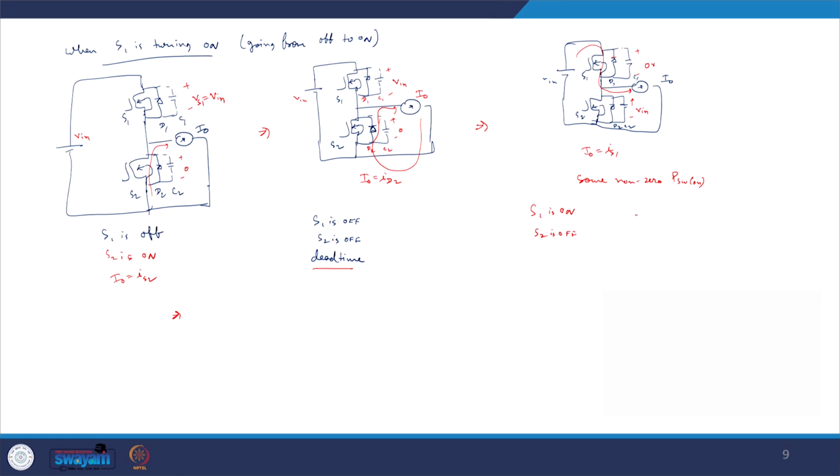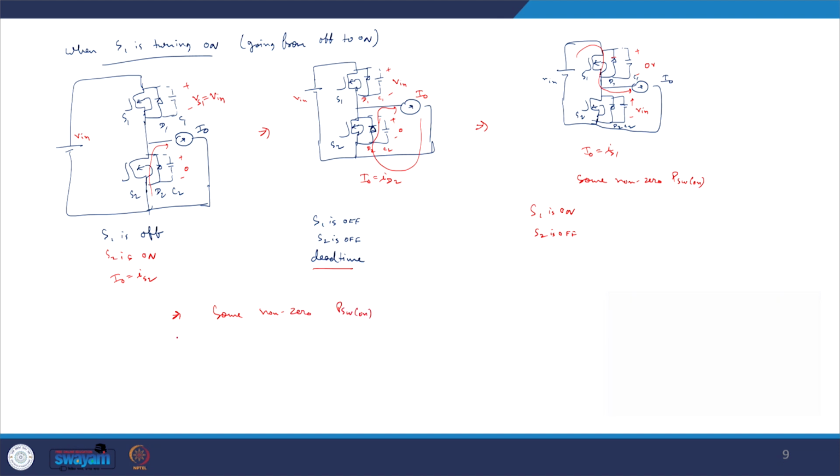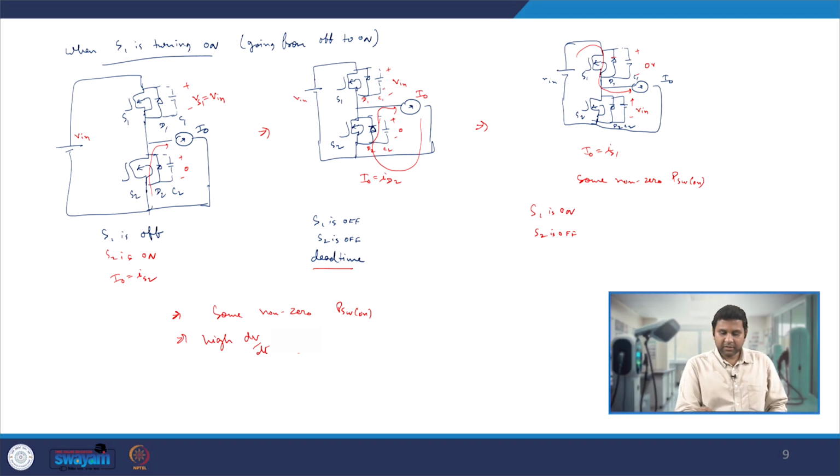So we are softly turning on the S2 switch. And here, since some non-zero P switch on is there, there is also high dv/dt, because you have suddenly formed the channel while it was blocking the voltage V in. The entire voltage across C1 gets discharged through the S1 switch, and another V in will start appearing across C2, and for that it will again take extra current through the channel of S1 itself to charge to V in.